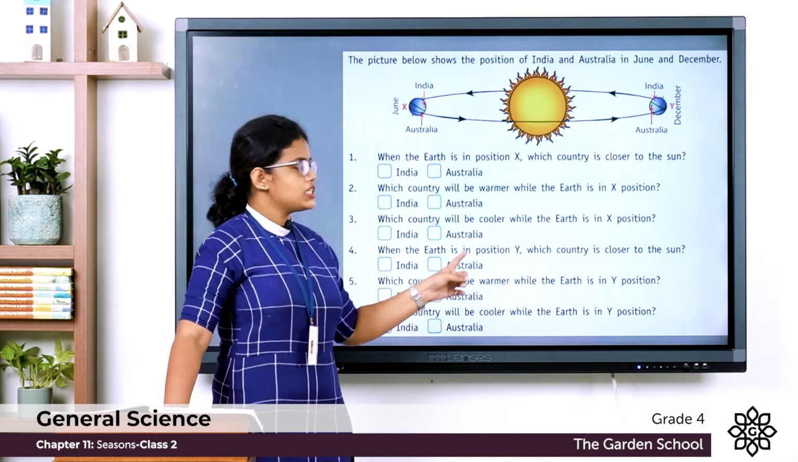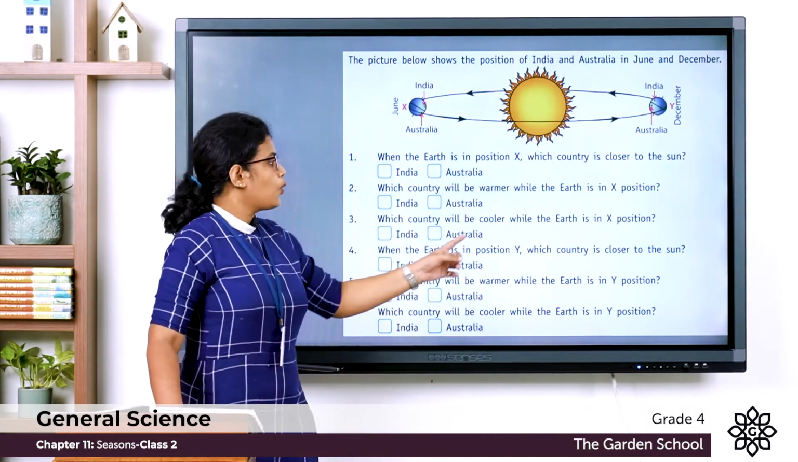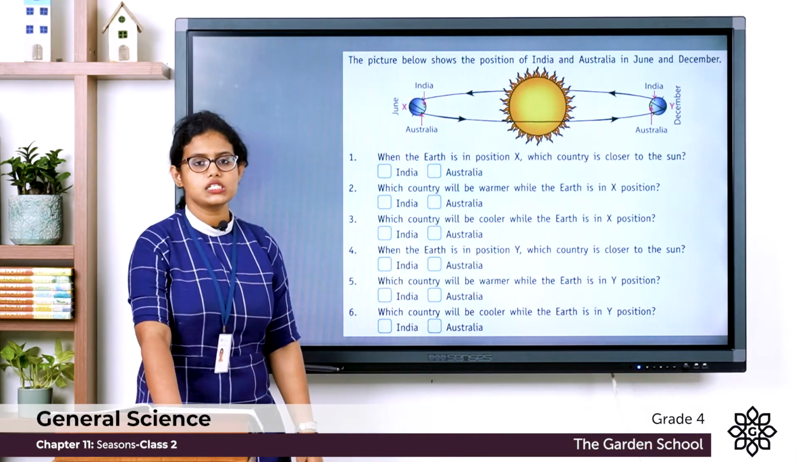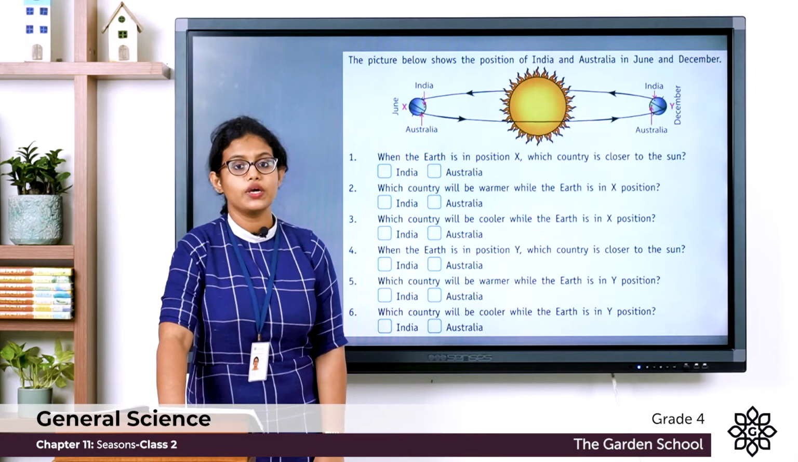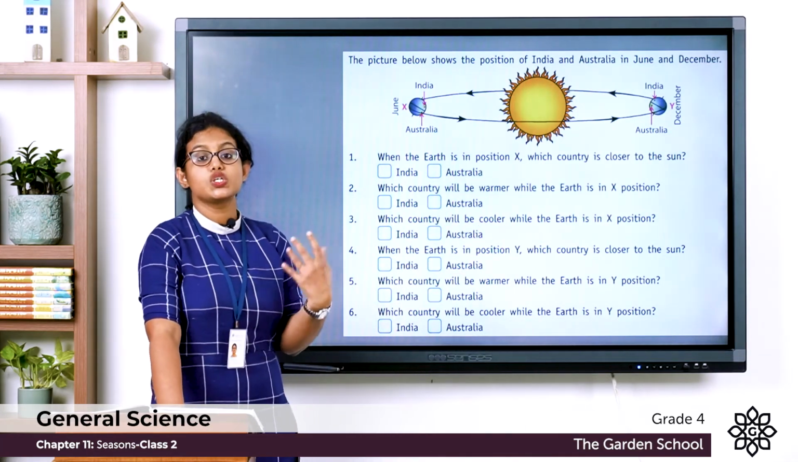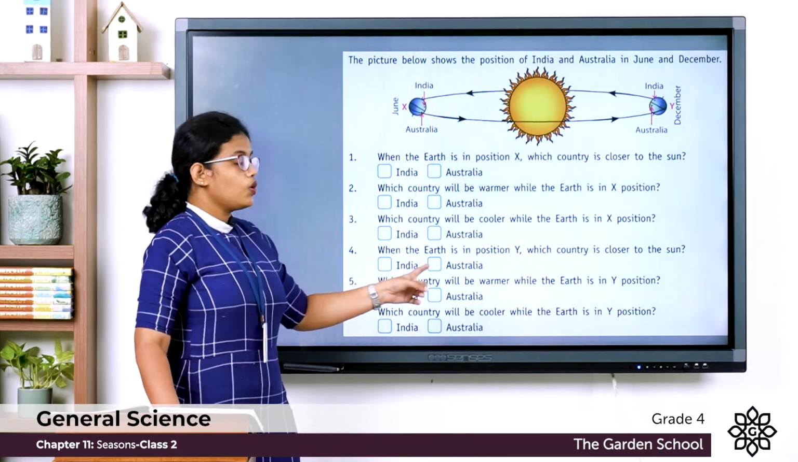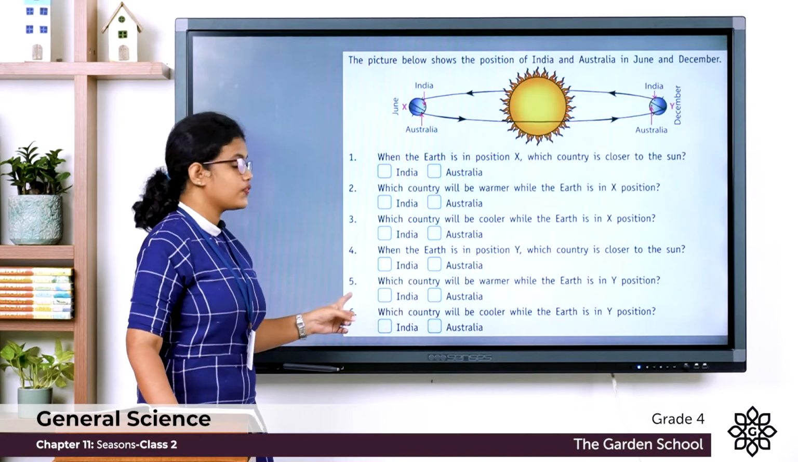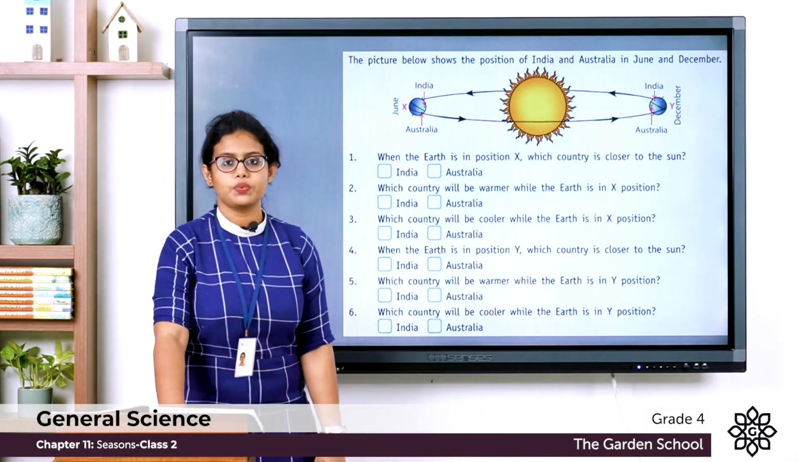When the earth is in position Y. So where is position Y? There. Which country is closer to the sun? Now it is Australia. So Australia is closer to the sun, so it receives more light and heat. So you can tick Australia. See the fifth one. Which country will be warmer while the earth is in Y position?